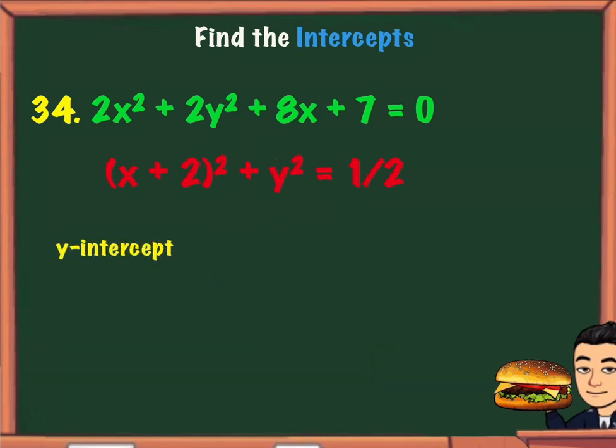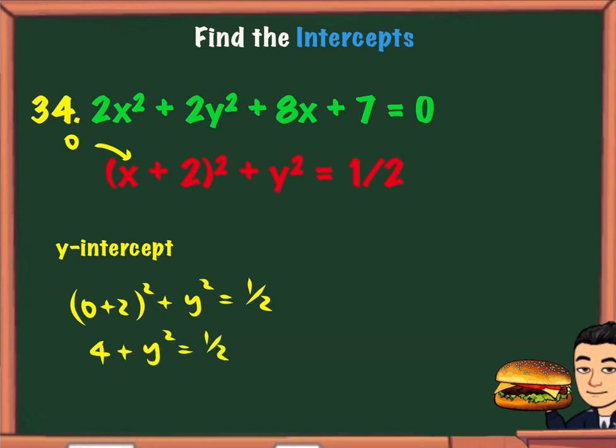For the y-intercept, you want to insert 0 into x. So you get 0 plus 2 squared plus y squared equals 1/2. So this is 4 plus y squared equals 1/2. Subtracting 4 on both sides, y squared equals negative 7 over 2. If you square root both sides, you're going to find out that y equals an imaginary number, which means that there's no y-intercept. So none.